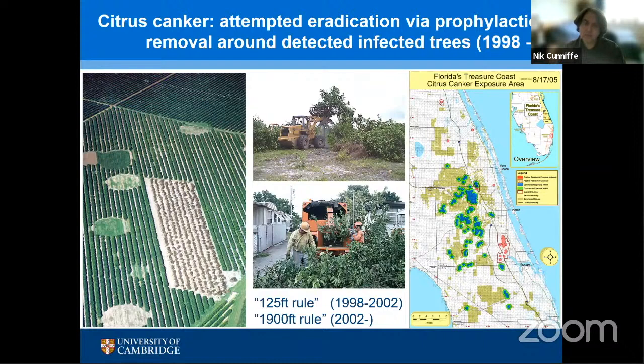This was done for 4 years out to a, Americans don't always work in metric units, so this was done for 4 years out to 125 foot. So what's that, about 40 meters or so? And in 2002, it was noticed that the aim of the program, eradicating the pathogen, just wasn't happening. So the radius was dramatically increased to 1900 foot. That's quite a long distance. You know, that's 600 meters or so, just under 600 meters.